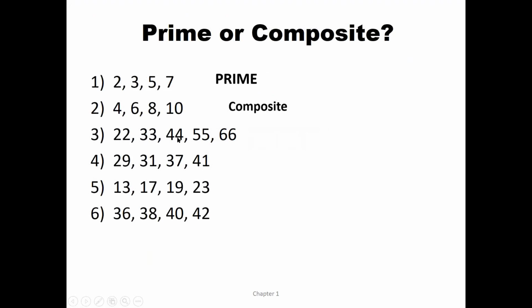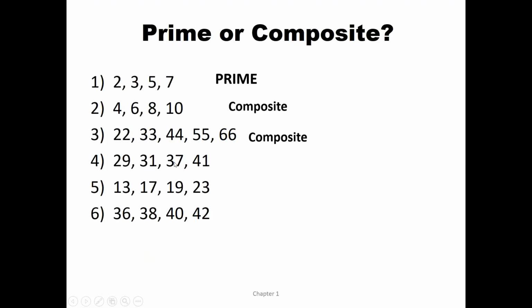22, 33, 44, 55, and 66. First off, a couple of rules. 22, 44, and 66 are even numbers. Therefore, they're composite. 33 and 55 can be divided by 3 or 11, 5 or 11. 22, 44, and 66 can also be divided by 11. They're composite.